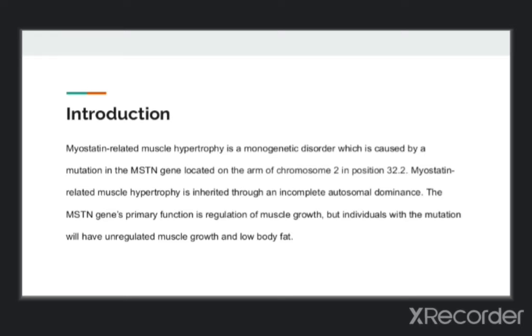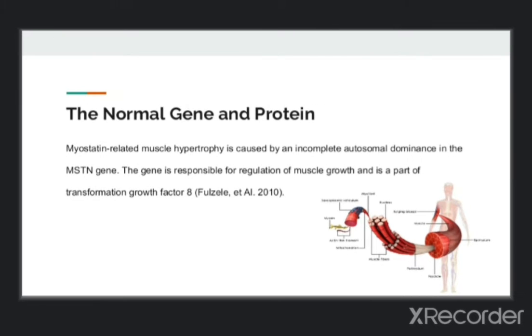The MSTN gene's primary function is regulation of muscle growth, but individuals with the mutation will have unregulated muscle growth and low body fat. The normal gene and protein. Myostatin-related muscle hypertrophy is caused by an incomplete autosomal dominance in the MSTN gene. The gene is responsible for regulation of muscle growth and is a part of transforming growth factor beta.